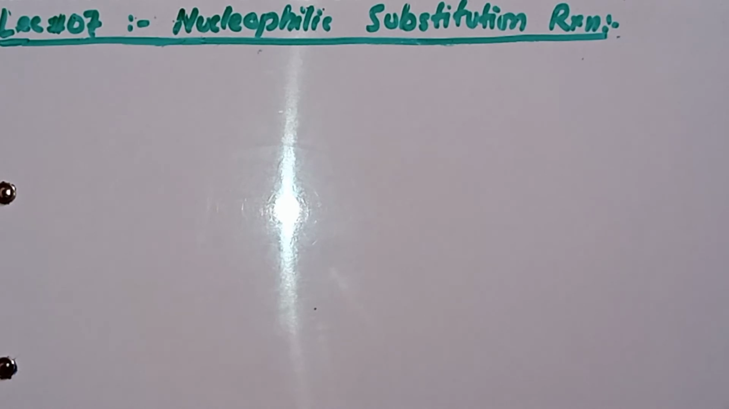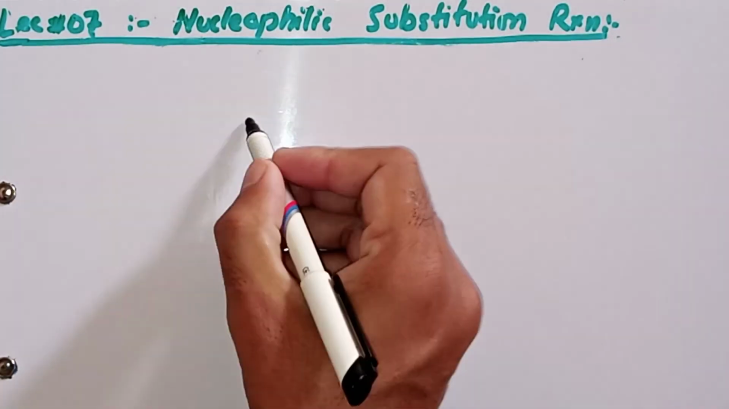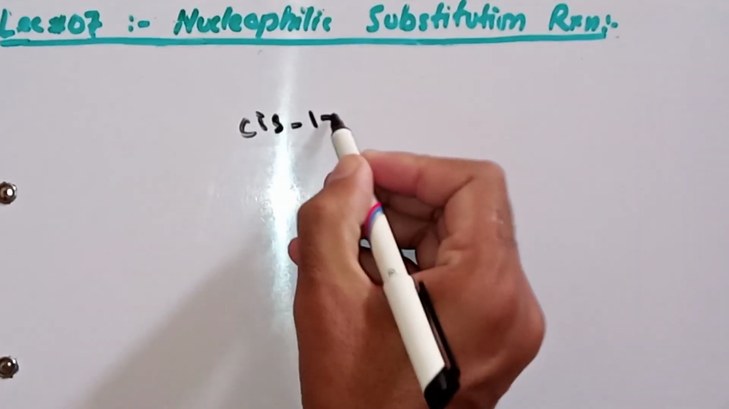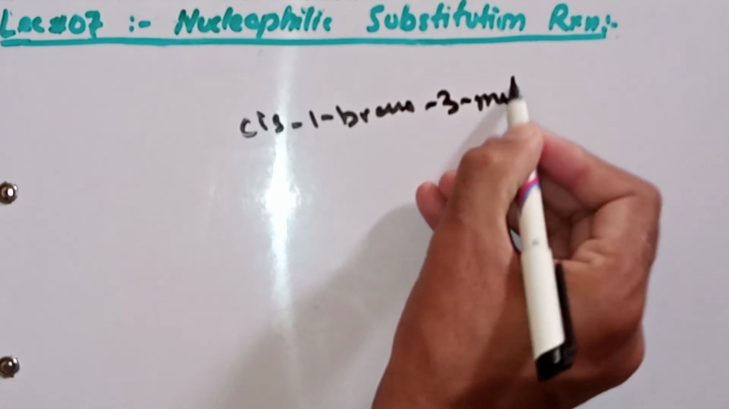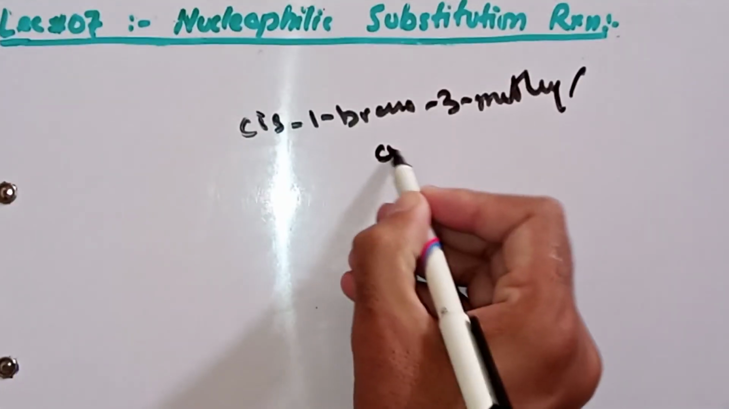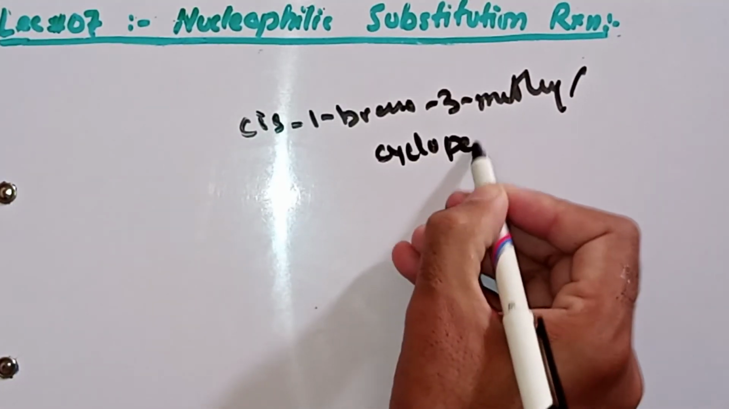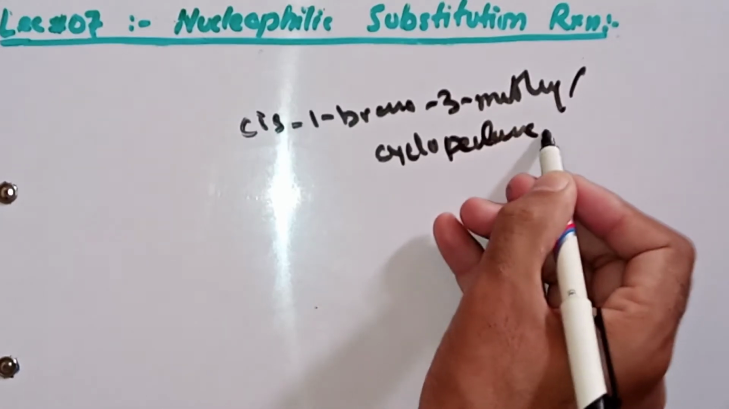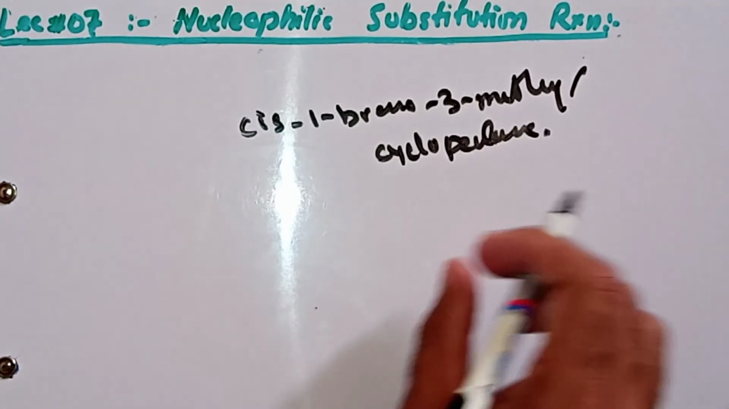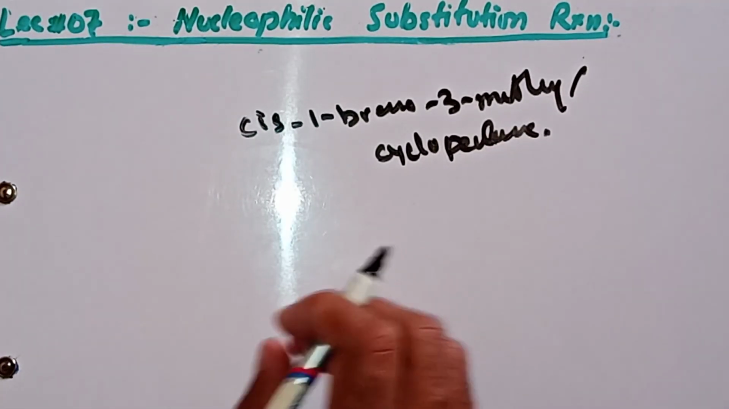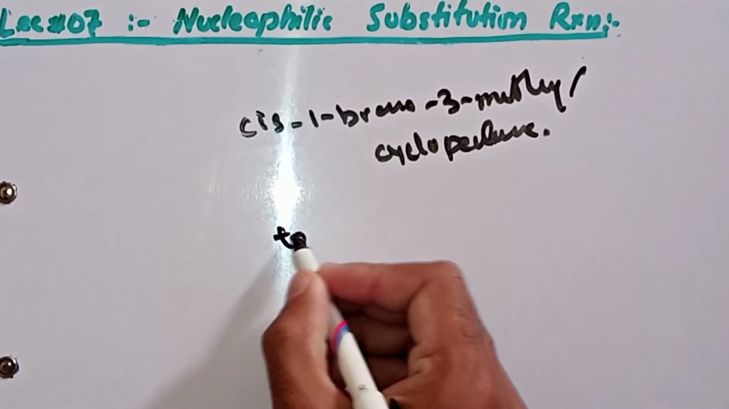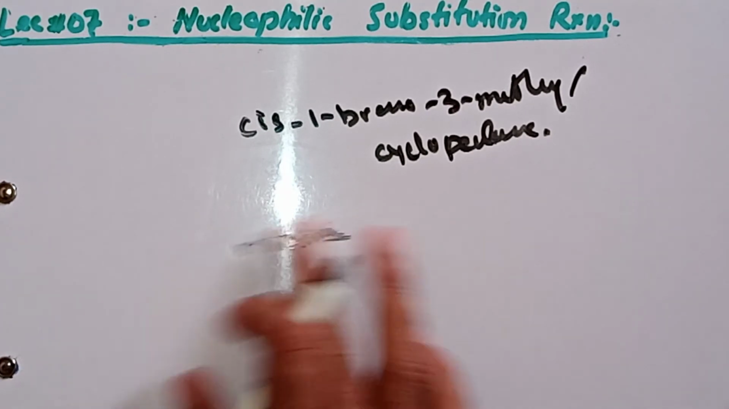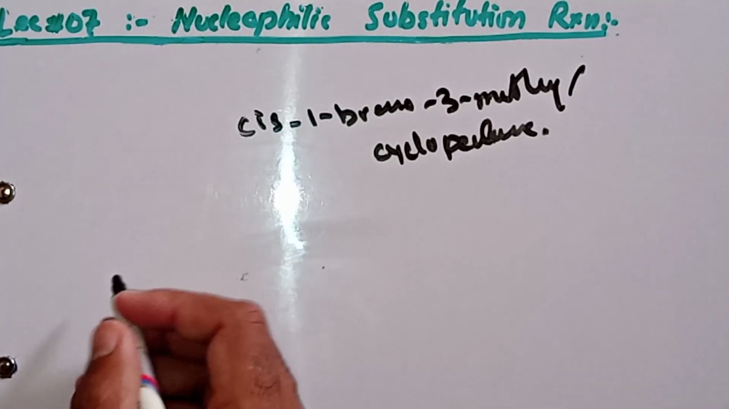While in some cases inversion of configuration is readily apparent, for example, when cis-1-bromo-3-methylcyclopentane undergoes SN2 displacement by hydroxide, inversion of configuration gives a trans system. It will give us a trans system. So how? Let's see.